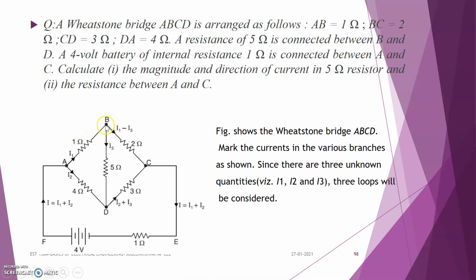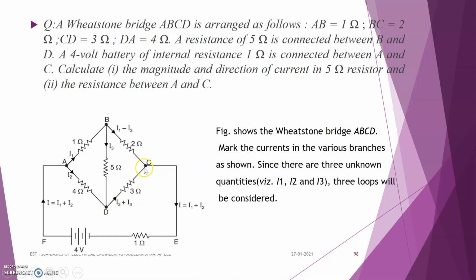That is, at the point B, I1 is the current which is entering at point B, and I3 is the current which is leaving from the point B. So the current which is flowing through this section is I1 minus I3. And here the current which is entering at D is I2, and this current is also entering at the junction D. So the current which is flowing through the DC section is I2 plus I3.